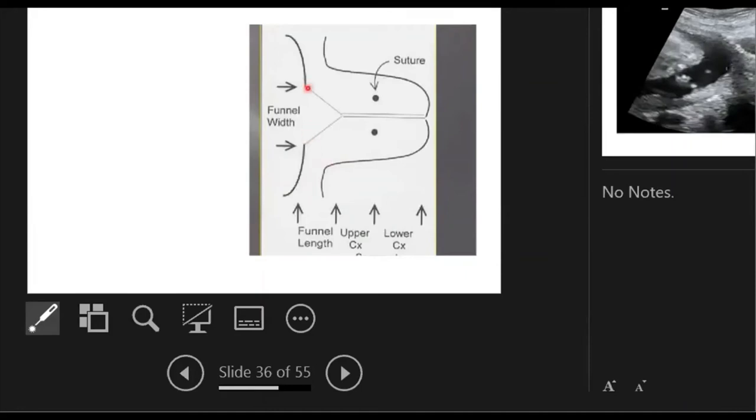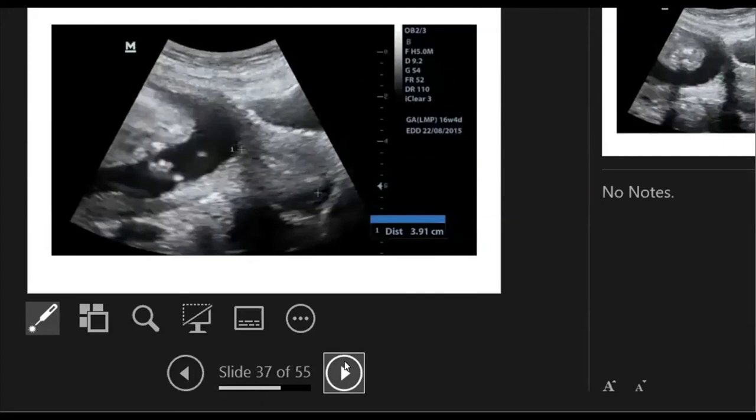And if you pick it up, you need to measure the distance between this posterior layer and the anterior layer. That's the extent of the cervical dilatation at the level of the internal os. Are we still together? Are we together?